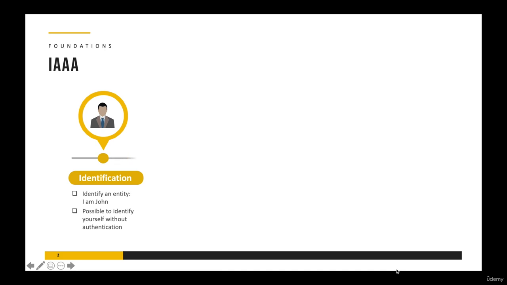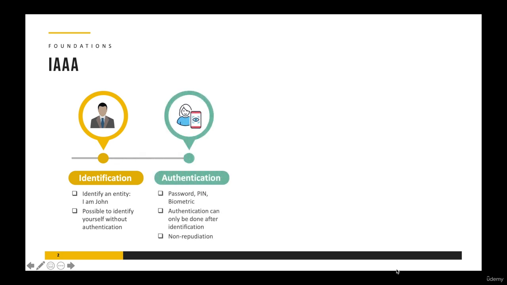So after identification, we have authentication, which basically means that you prove who you claim to be. And this can be done through several mechanisms. For example, you can provide a secret password, your secret PIN, or it could be some sort of biometric data, for example, your fingerprints or retina scans. Now, please keep in mind that authentication can only be done once you have identified yourself, because authentication is done against an identity, your claimed identity. So only after you have provided your identity can you authenticate.